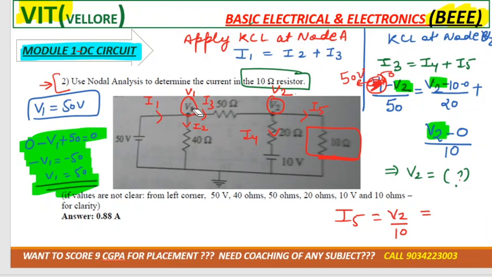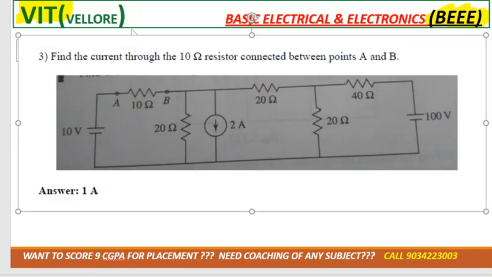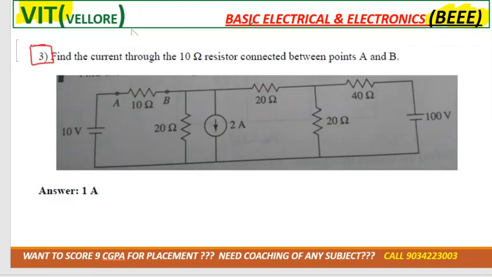I1 is moving from 0 to V1, so 0 minus V1, and we have to take the second sign of the battery. So from here you can judge whether the sign is positive or negative. Clear? Now the next question, question number 3.